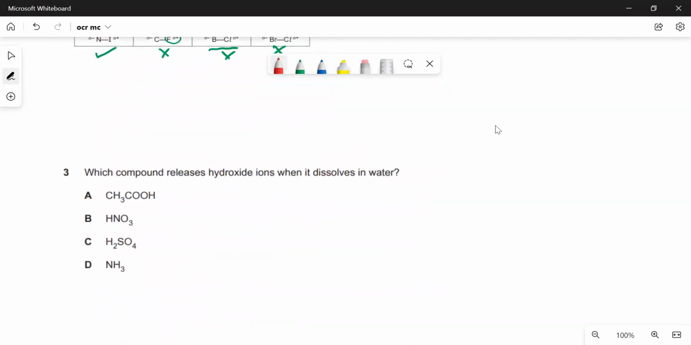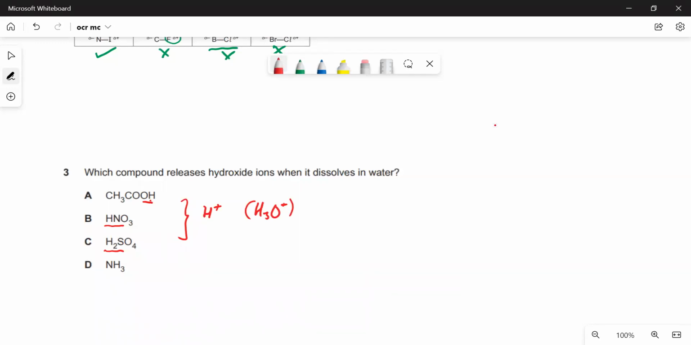Okay, which compound releases hydroxide ions when it dissolves in water? Well, most of those things there are acids. So that's ethanoic acid, it's a carboxylic acid. This is nitric acid, and this is sulfuric acid. They're all going to release H plus ions in water, aren't they? Or really H3O plus, yeah.